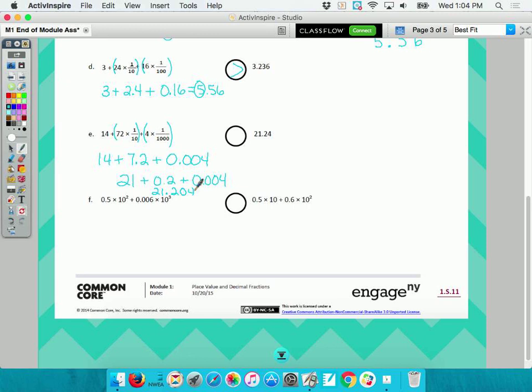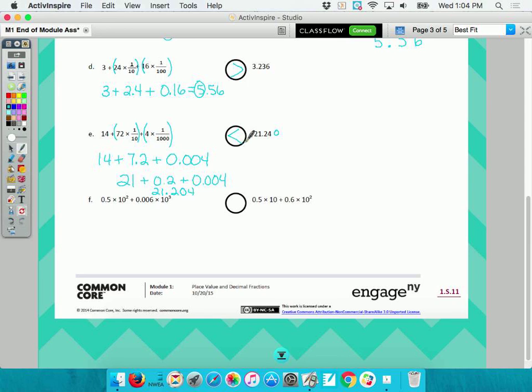He says 21 and 24 hundredths is larger. If you're not sure, even up your place values. This one is 204 thousandths, this one is 240 thousandths. Which one's larger? 21 and 24. So was he right? Yes. Yes, he was.